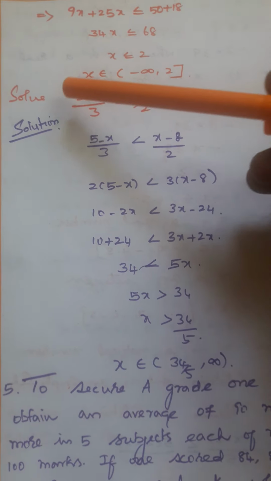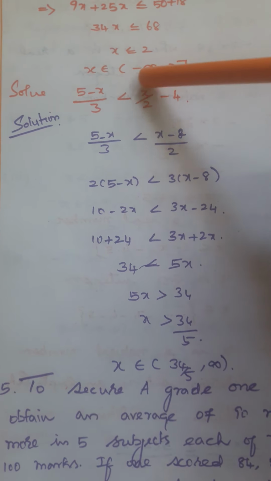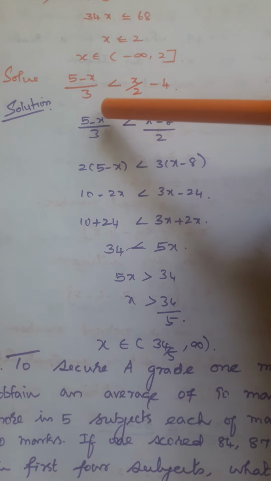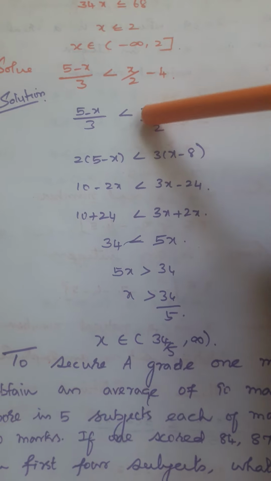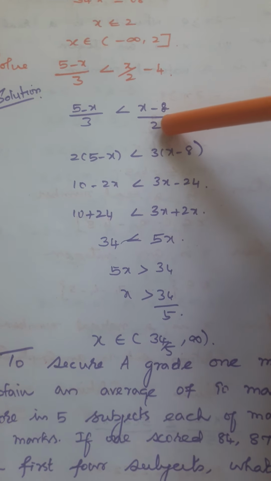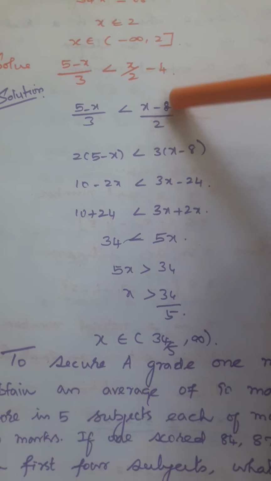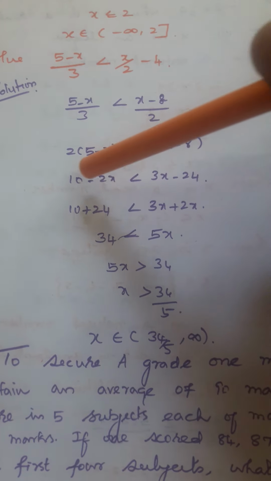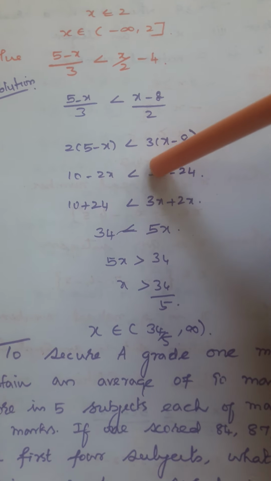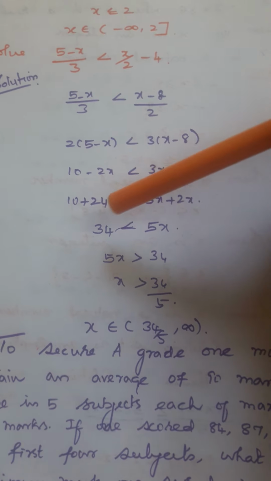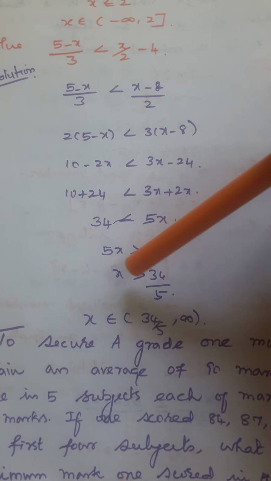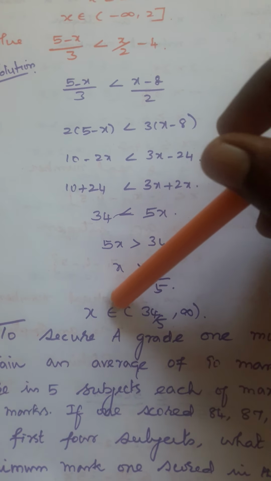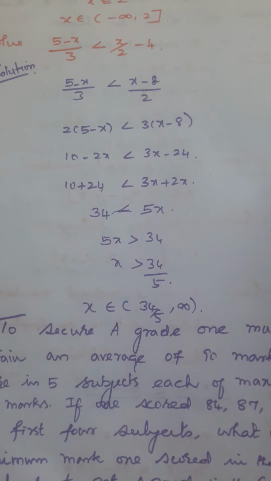The next one, a similar type of question: solve (5 − 3x)/3 < (3/2)x − 4. That can be written as (5 − x)/3 < (x − 8)/2. Again, the 2 and 3 are cross multiplied. 10 − 2x < 3x − 24. That will be 34 < 5x. So x is greater than 34/5. It is not equal to, so x belongs to (34/5, ∞).